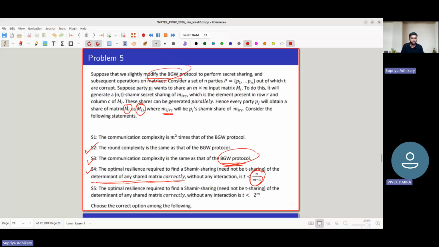Anyway, and sir, S2, S3, and S4 communication complexity will be M square times of BGW. I think communication complexity I have missed. Why are they saying that they are the same as BGW?